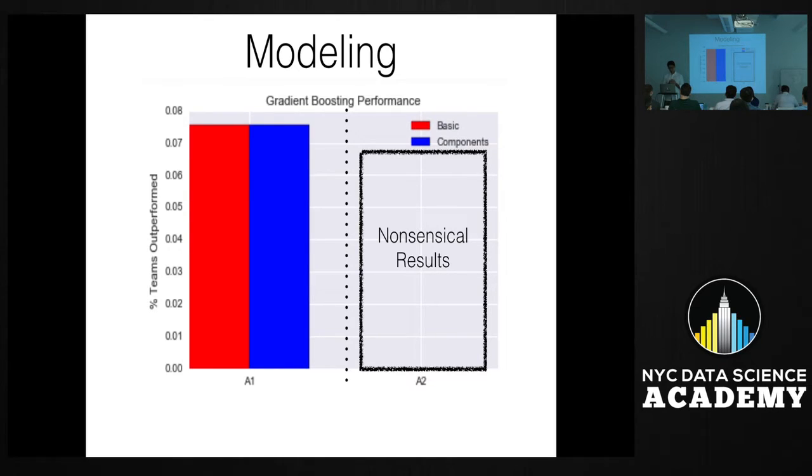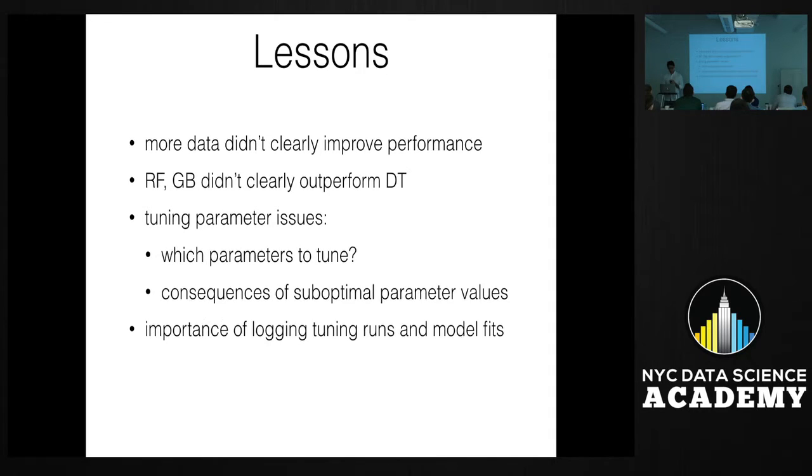So this was an interesting find at first, and then when we dug into it, it seemed that because we gave the model a limited range of grid points to tune on, it actually wasn't looking into the new variables that the components data frame reflected. Hence, it was giving the exact same results as the basic data frame. And finally, what we found beneficial was the importance of logging tuning runs and model fits. So taking into account what tuning parameters we used, the range we looked over, and how that was changing our performance when we submitted to Kaggle.